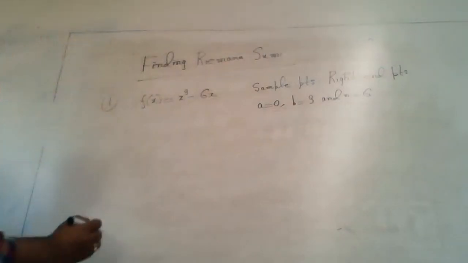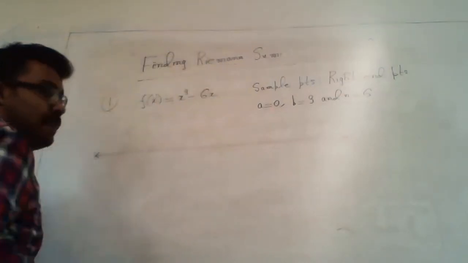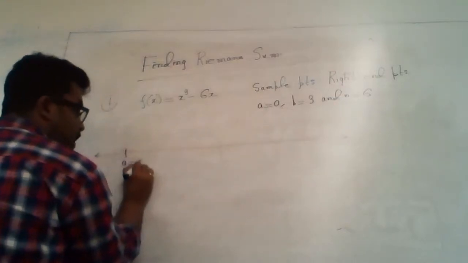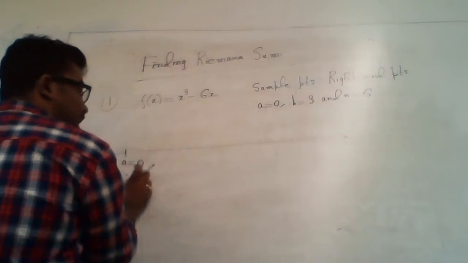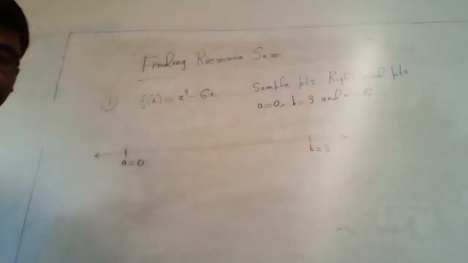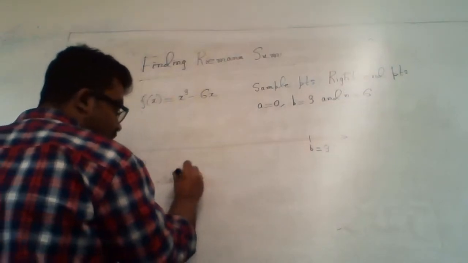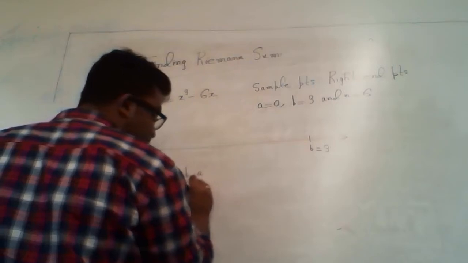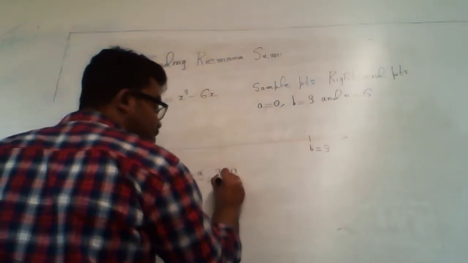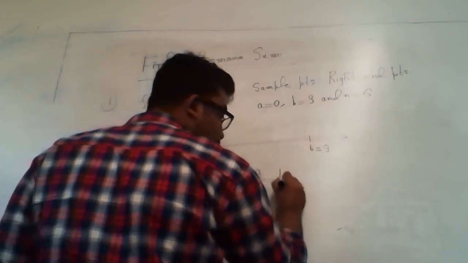So first thing will be to draw the number line. On the number line, put the value of a equals 0. Then put the value of b, which is 3. Then you need to calculate the width. The formula for width is delta x equals (b minus a) by n. The value of b is 3, the value of a is 0, the value of n is 6. So you get 3 by 6, which is half.